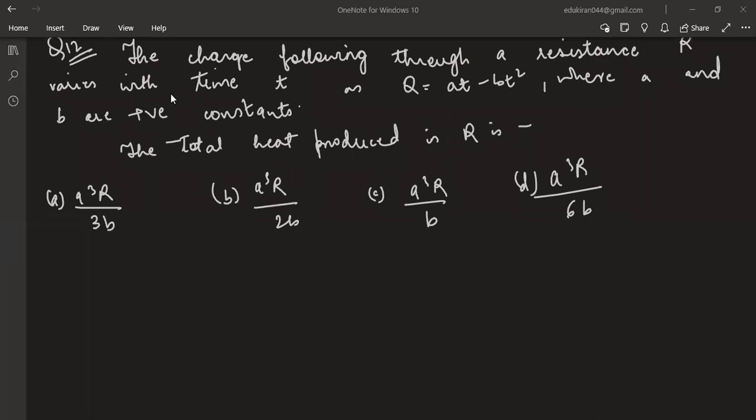So the charge flowing through a resistance varies with time as Q is equal to AT minus BT. So just a second.